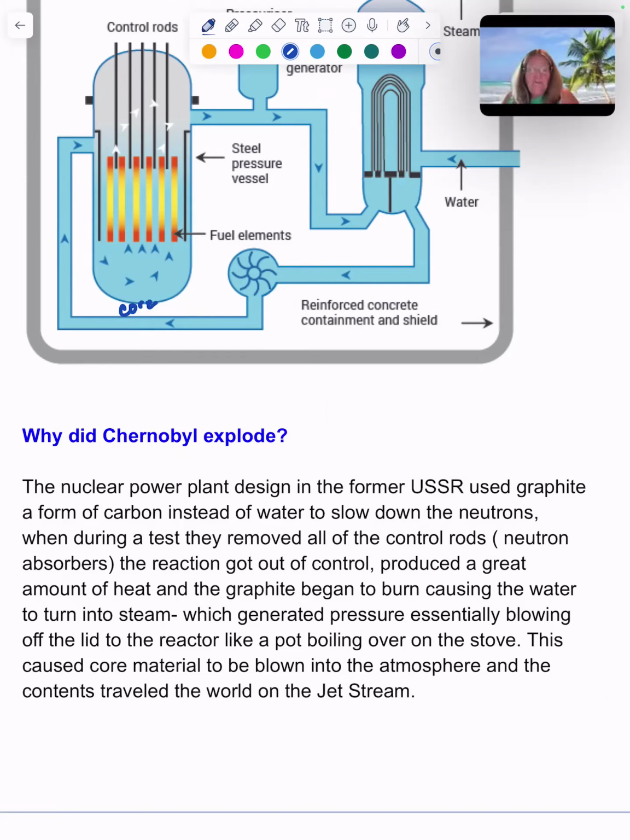Well, obviously the reaction's going to speed up. They didn't have enough time to drop those control rods in fast enough to absorb those extra neutrons. The reaction got out of control. It produced a lot of heat. It produced a lot of steam, and that graphite began to burn. That steam built up pressure, blew the top off the building, threw nuclear core material all the way up into the atmosphere. It traveled the jet stream, and we could actually detect core isotopes across Europe, even into the US.